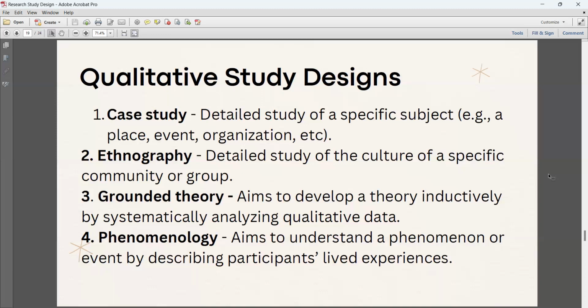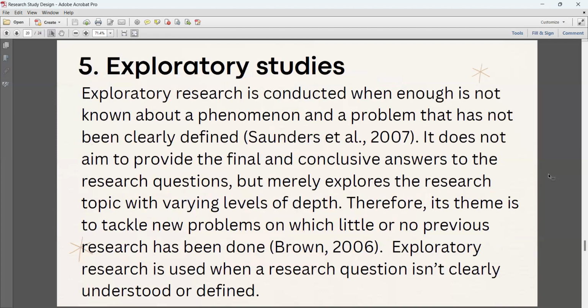Then we have what we call grounded theory. This is usually used to develop a theory. Maybe from the information you gain, you try to develop a particular kind of theory. Then we have phenomenology, where we aim to understand a phenomenon or an event by describing specific kinds of experiences. Remember, we may not be able to go through the details of this because of time. And then the next study design is exploratory study, which we also looked at when checking the action verbs in objectives.